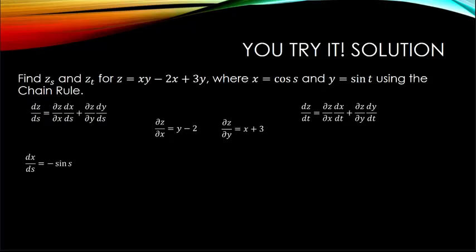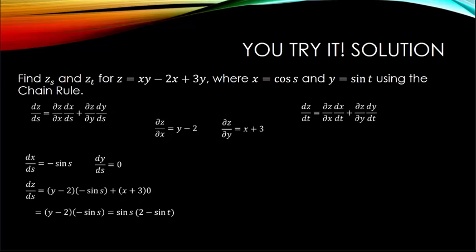dx/ds is negative sine s. dy/ds is 0. This means that dz/ds will be equal to the quantity y minus 2 times negative sine s plus the quantity x plus 3 times 0, which gives me the quantity y minus 2 times negative sine s, or sine s times the quantity 2 minus sine t, where I've simply replaced y with sine t and distributed the negative sign.